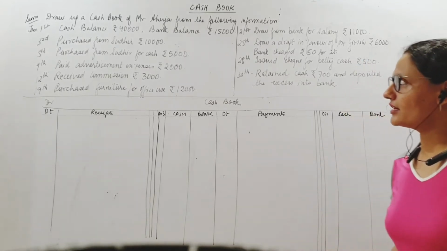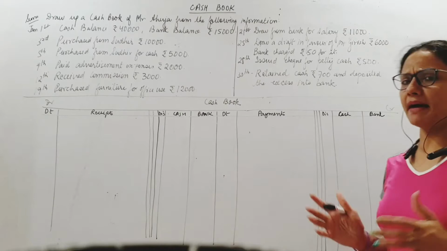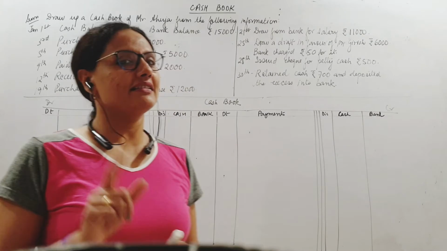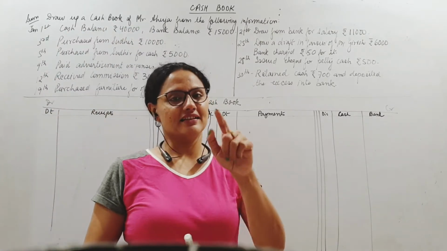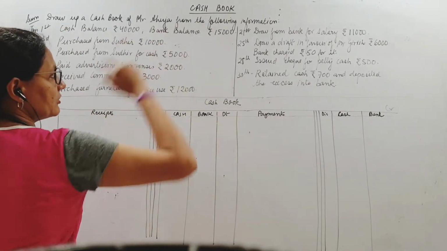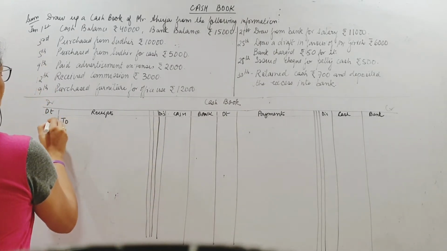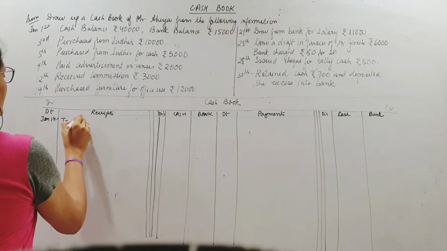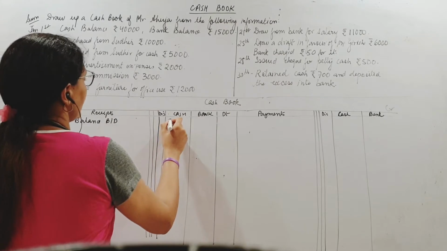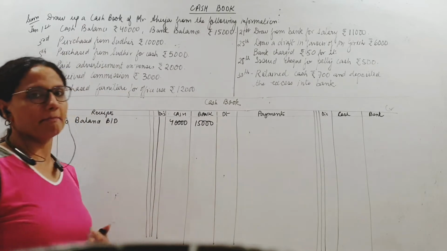Draw up a Cashbook of Mr. Ahuja. 1st January cash balance, bank balance. Now I hope balance brought down should be now very clear. Yes, if you haven't watched my videos, please see the description box below and see the relevant videos. Here, no information about bank balance is given, whether it's debit or credit. Therefore, we assume it's a debit balance. So on Jan 1st, I write balance brought down. Meaning on 1st Jan, I have 40,000 cash with me and 15,000 in my bank account.